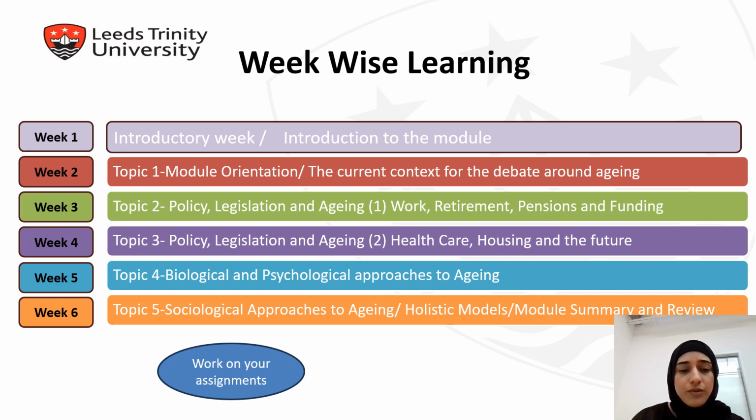In week 4, you will discuss topic 3, that is policy, legislation and aging with respect to healthcare, housing and the future. In week 5, you will discuss the different biological and psychological approaches to aging, and in week 6 different sociological approaches to aging will be taught, along with holistic models of aging, and the module summary and review. The weeks that follow will focus on your assignments.